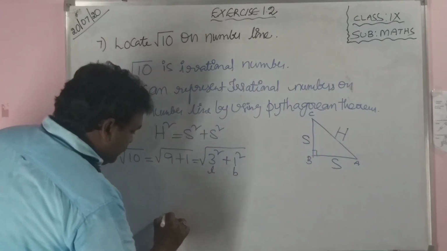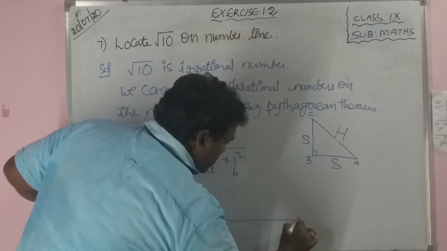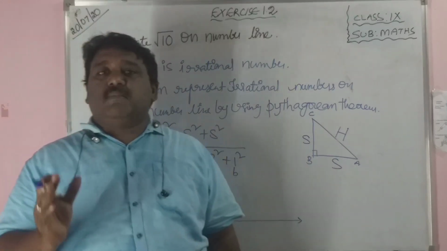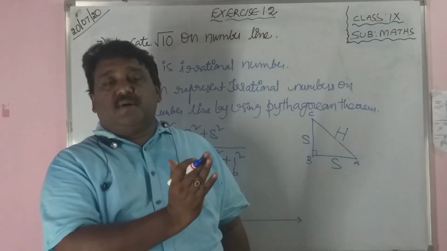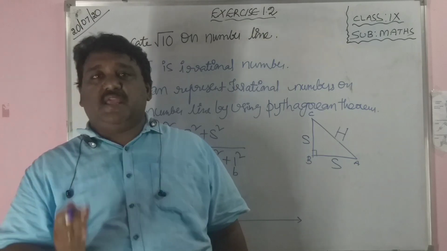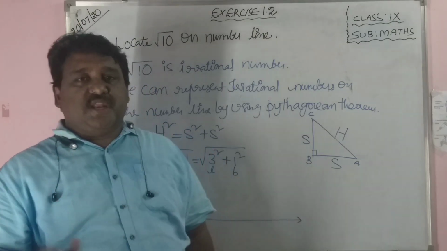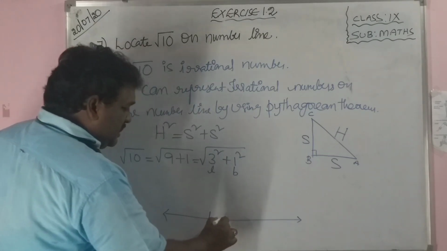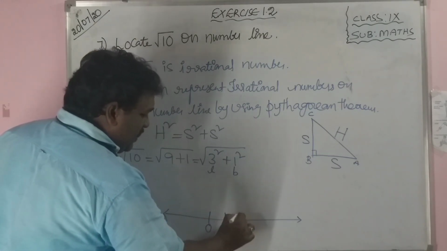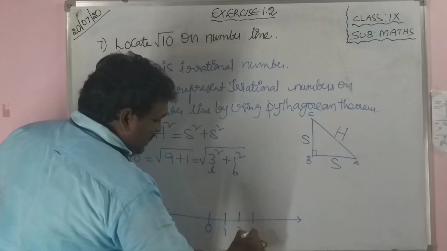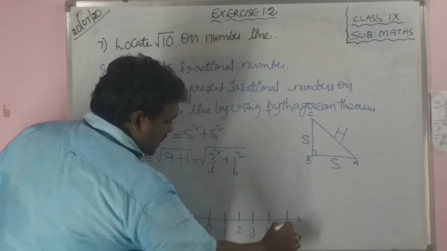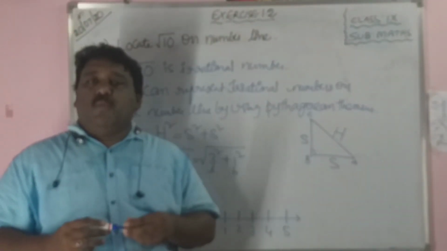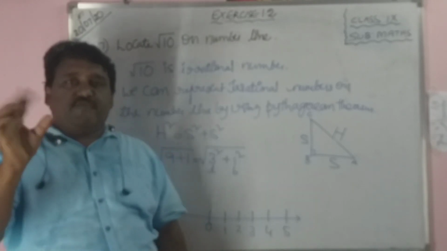Draw the number line. You know the properties of number line. Middle number is 0. Left side negative numbers. Right side positive numbers. But here no need of negative numbers. Leave the negative numbers. Start with 0. Then equal gap: 1, 2, 3, 4, 5. So draw the number line first.